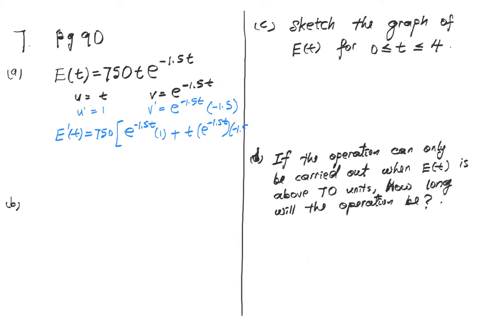Okay, always remember, factorize out the common factor here. So we have this 750 e to the power of negative 1.5t, open bracket, 1 here, this one becomes negative 1.5t. Done. Okay, at what time is the anesthetic most effective?